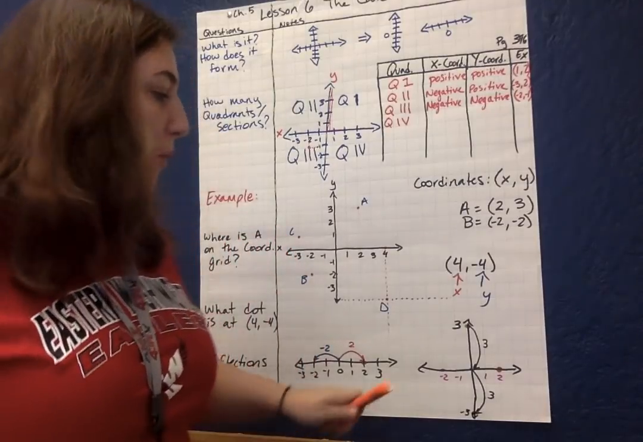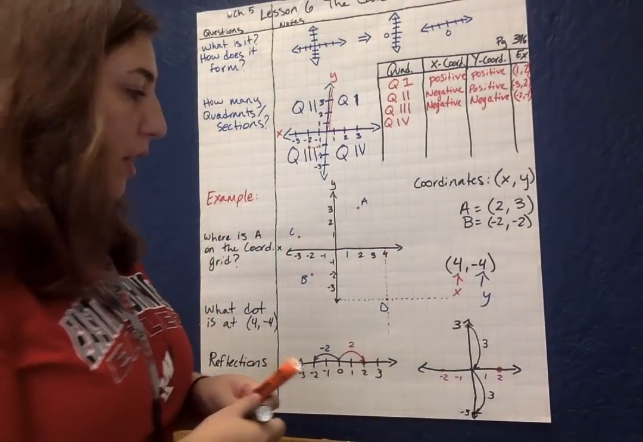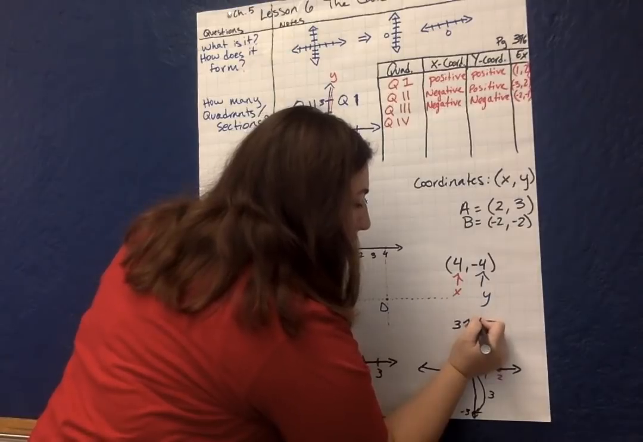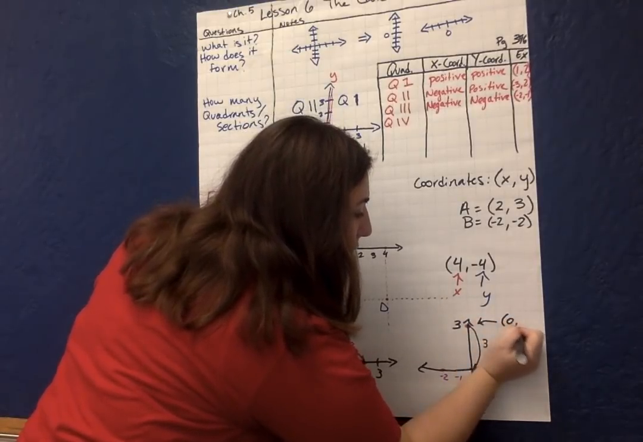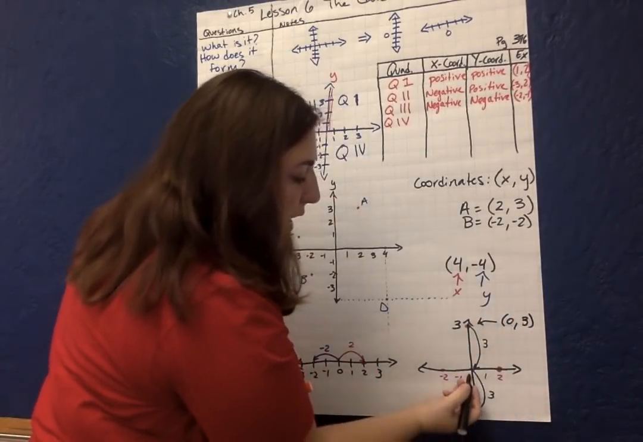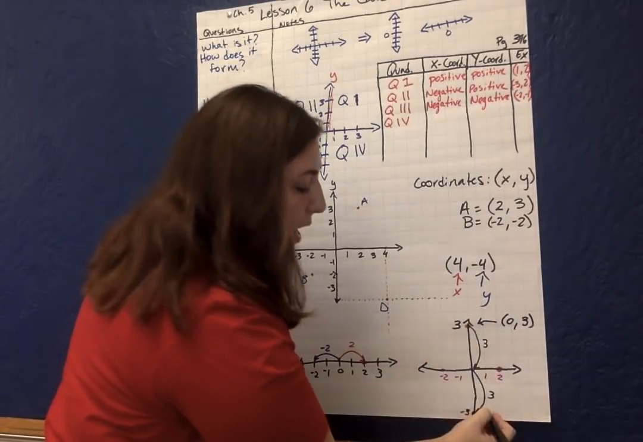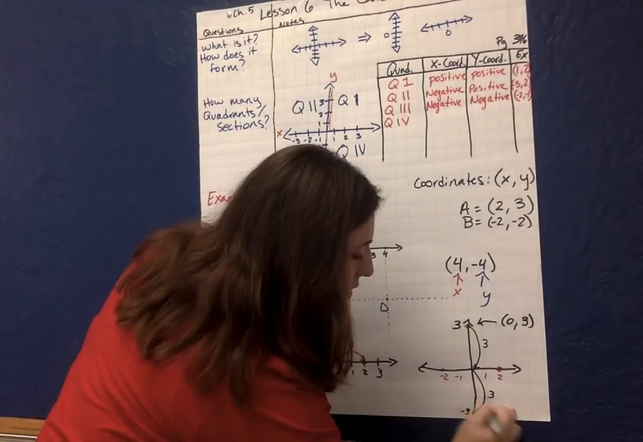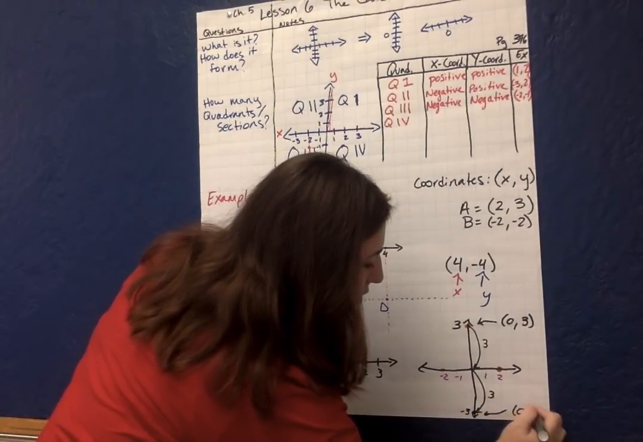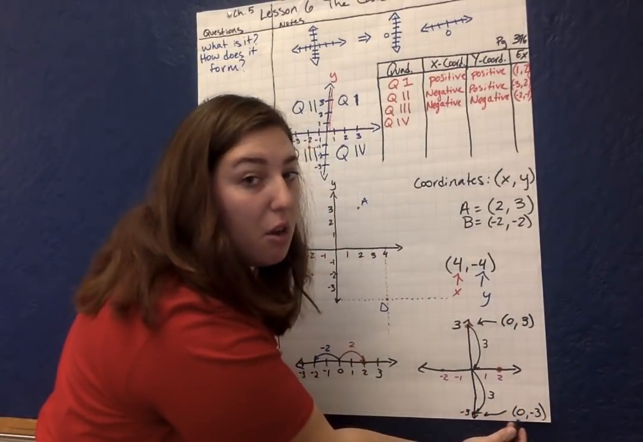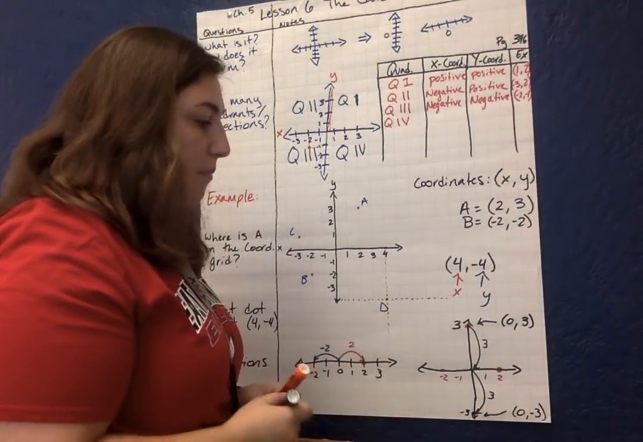Okay, and remember, when we're talking about the coordinate grid, this point would be 0, 3, because our x is 0 and our y is 3, and this point would be 0, -3. Okay?